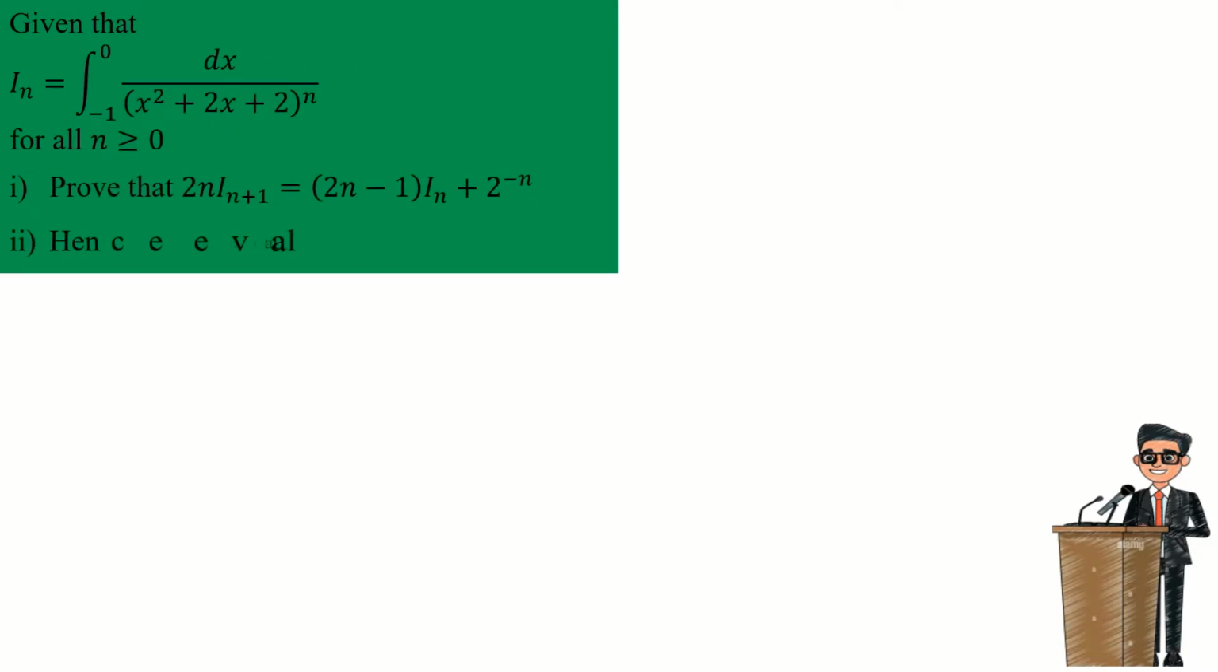We are going to be solving a problem that came in the academic quiz of further math this weekend. The question reads: given In, which is that bulky integral, for all n greater or equal to 0, prove that 2n In+1 is equal to (2n minus 1) In plus 2 to the negative n, and hence evaluate I3. Okay, so basically in this video I'm going to prove Roman 1 and then Roman 2.